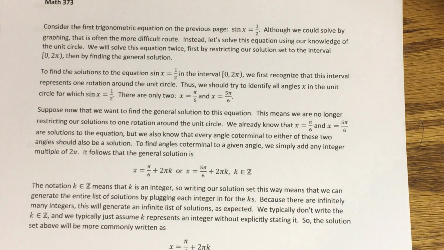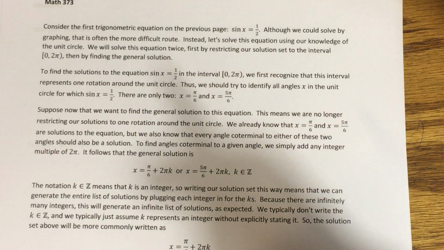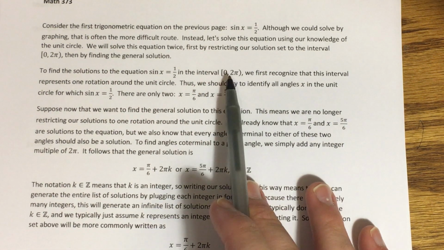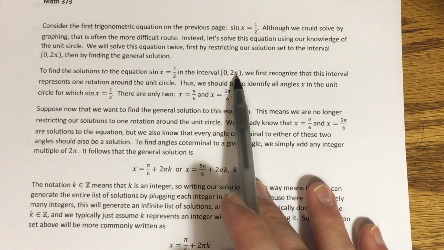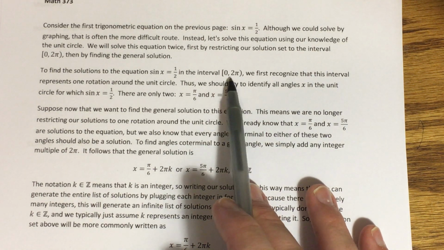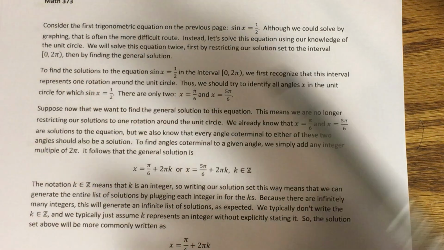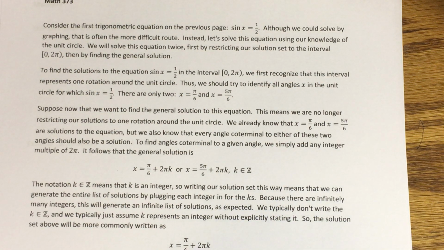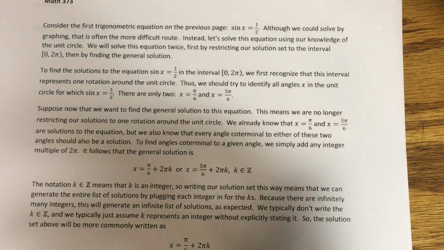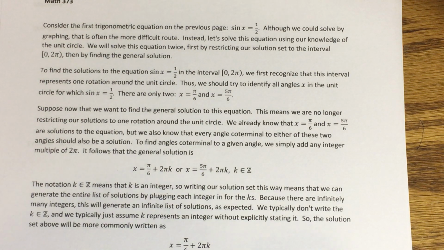But what if we're looking for the general solution, meaning all of those infinitely many solutions that we would expect to come from a trigonometric equation? Well, in that case, we're no longer just sticking to one revolution around the unit circle, which is what this interval represents. We need to consider all angles, whether positive or negative, and whether or not they involve several revolutions clockwise or counterclockwise around the unit circle.